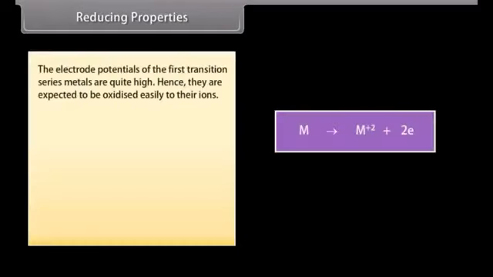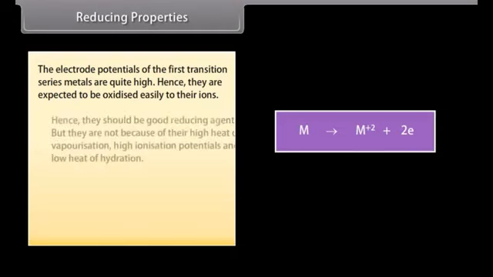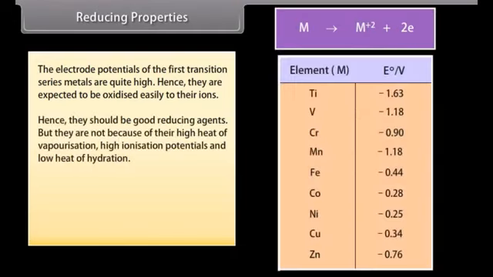Reducing properties. The electrode potentials of the first transition series metals are quite high. Hence, they are expected to be oxidized easily to their ions. Hence, they should be good reducing agents. But they are not, because of their high heat of vaporization, high ionization potentials, and low heat of hydration.